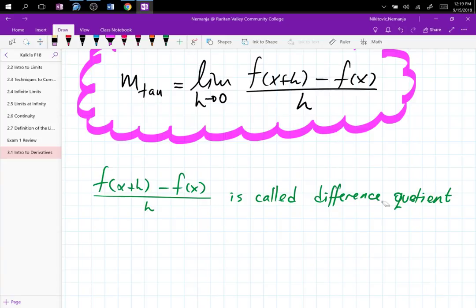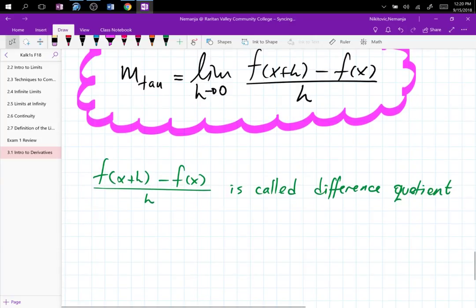Also, all of these are problems which are difference quotient, which are in 2.3. As I said, mechanics 2.3, theory chapter 3. Okay.